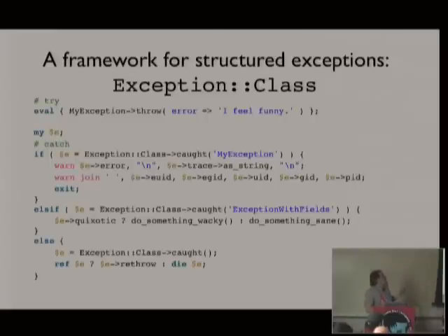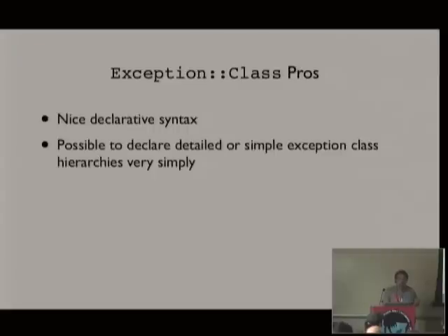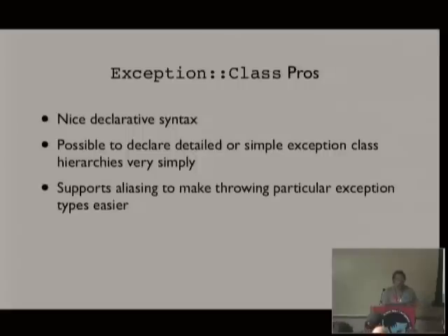You have a try-ish thing where you eval something, and you just call the throw class method on your exception class, and then you use Exception::Class caught to see if you caught something and what it is, and then you handle it. This works really good. It's got a nice declarative syntax. I love the syntax. It's possible to declare very detailed or very simple exception class hierarchies very simply and very quickly, and it's all in one place, and you can see it. And you can set up aliases so that it's easier to throw an exception. You don't have to do a long throw.